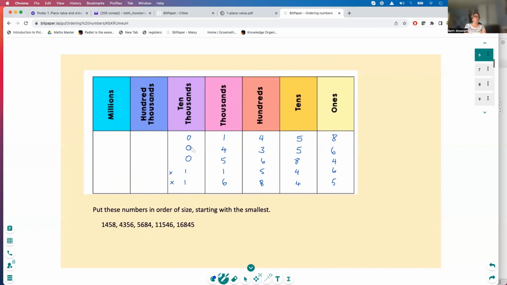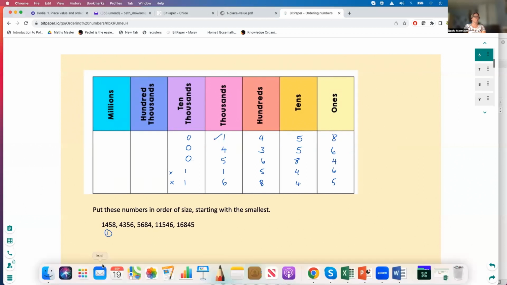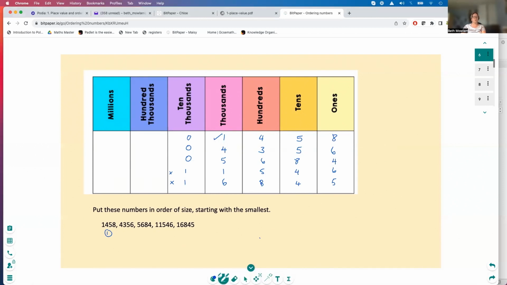So for those three, I'm going to move into the second column and see which one is smaller. The smallest one is going to be the 1, because I've got a 1, a 4, a 5. So the smallest one is going to be that one. The second smallest one is going to be the 4 here, look. 1, 4, 5, so 4 is the second smallest.